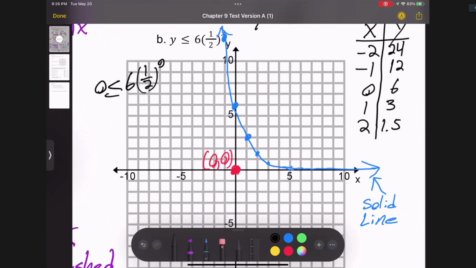Anything to the 0 power is what? Hopefully you know the answer to that. Anything to the 0 power except for 0, that's an indeterminate form. You're going to learn that later. Anything to the 0 power except for 0 is always going to be equal to 1. That is an exponent rule. So you're going to have 1 times 6, which gives us 0 is less than or equal to 6.